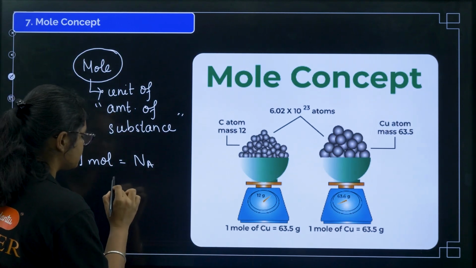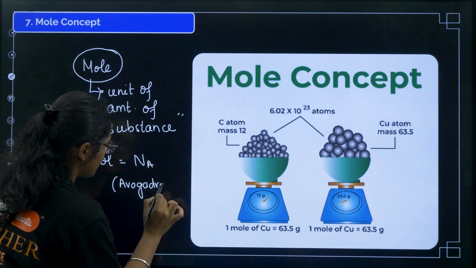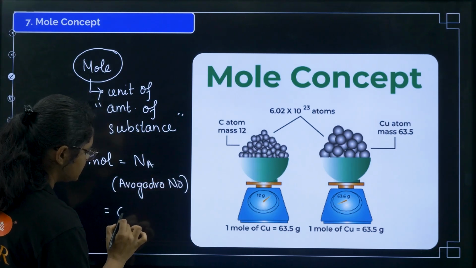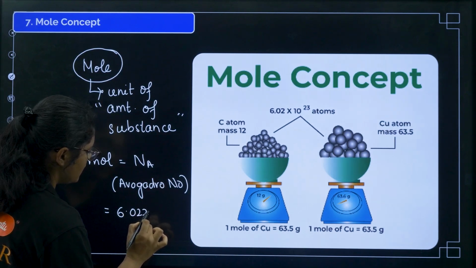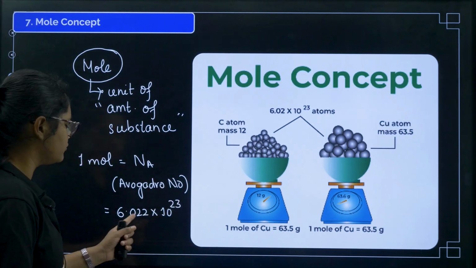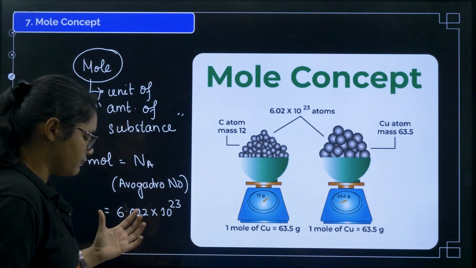Now what is this called? Avogadro number. And what is the value of NA? That is 6.022 into 10 to the power of 23. Okay, 6.022 into 10 to the power of 23 is fine. So that is the value of 1 mole.